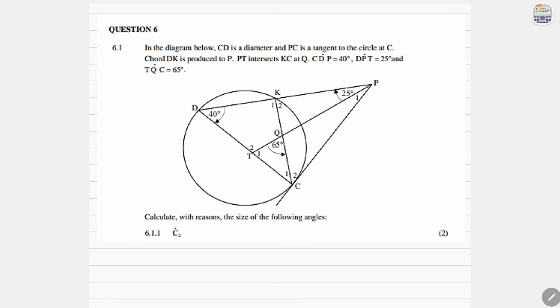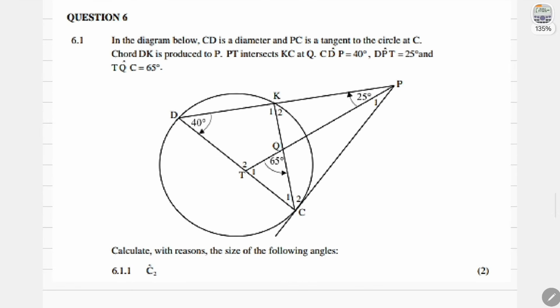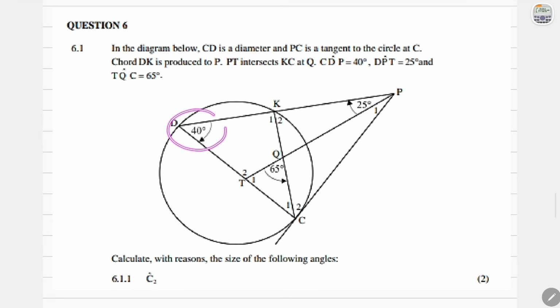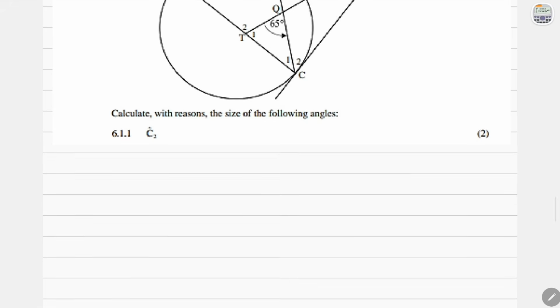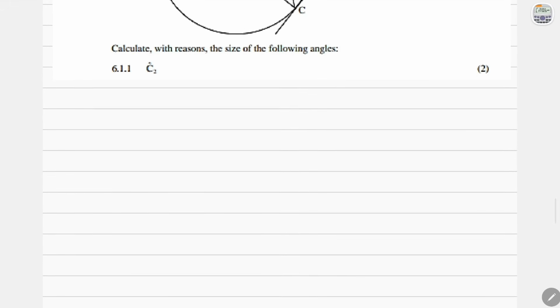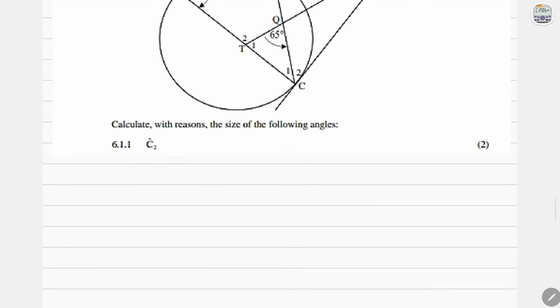Question 6.1 says, in the diagram below, CD is a diameter and PC is a tangent to the circle at C. Chord DK is produced to P, and then PT intersects KC at Q. Okay, and then they gave us the size of angles. So we have CDP is equal to 40 degrees, DPT is equal to 25 degrees, and TQC is equal to 65 degrees. So calculate with reasons the size of the following angles, and 6.1.1 asks us for the size of angle C2.